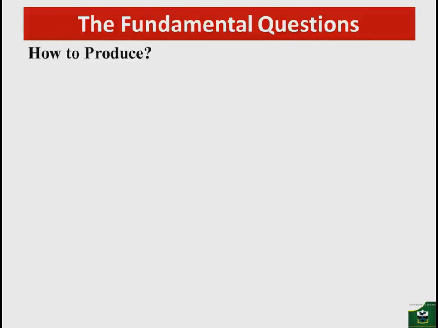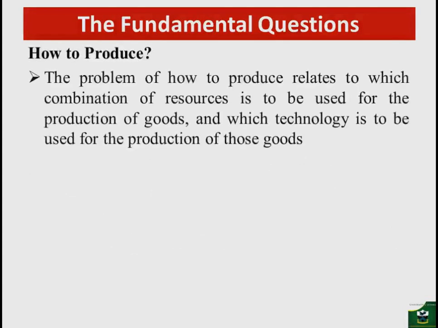Okay, let's look at how to produce. The how to produce problem relates to the combination of resources that should be used for the production of goods and the technology that must be used in the production of those goods.